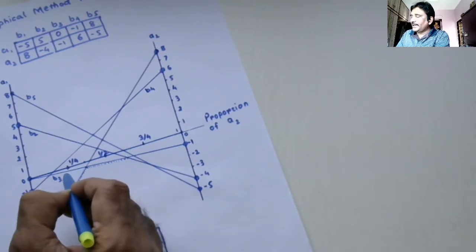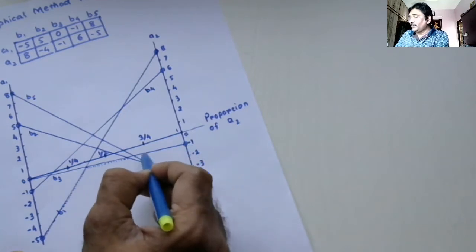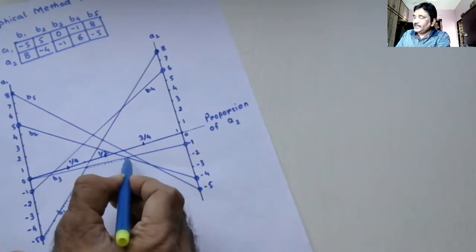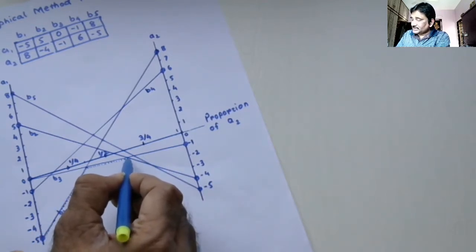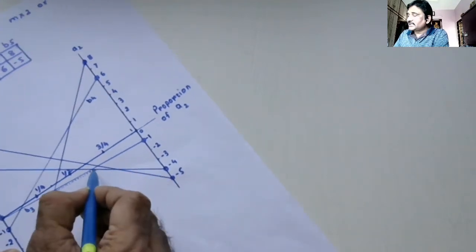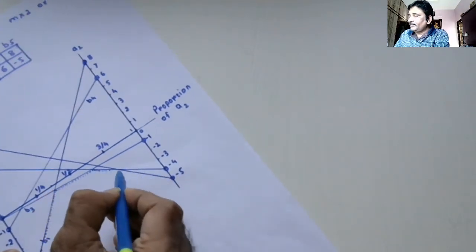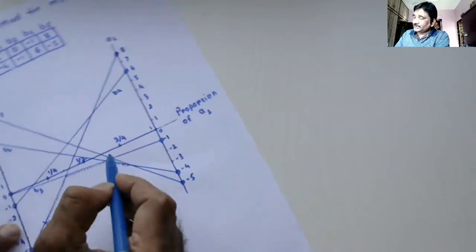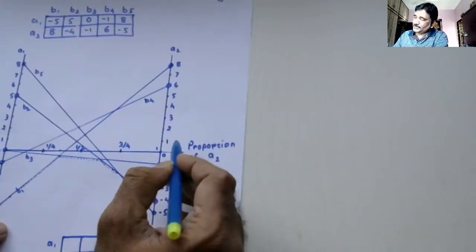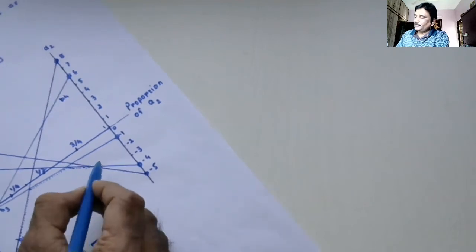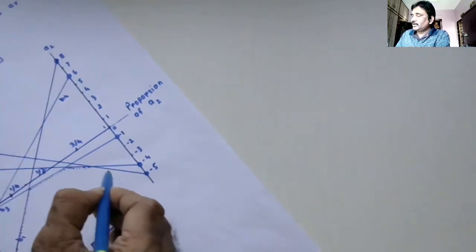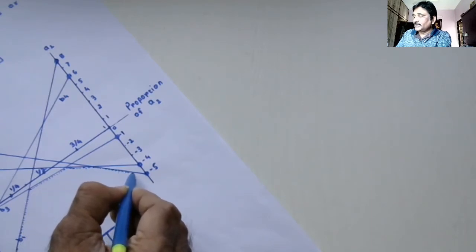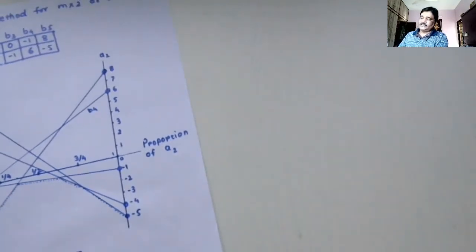It will no longer play B3, because in playing B3 there is more loss to player B. Okay, player B always will be playing that course of action, playing which will result in lesser loss to player B. So player B will be continuing to play B2, right? And after this proportion of course of action A2, player B will be playing B5. All right. So this we call the play zone for player B.